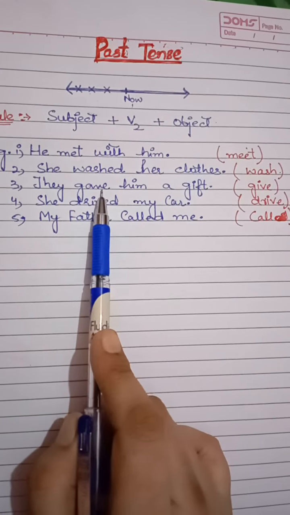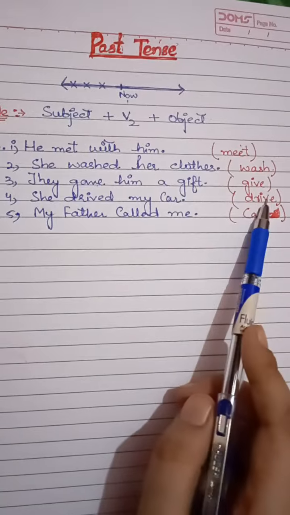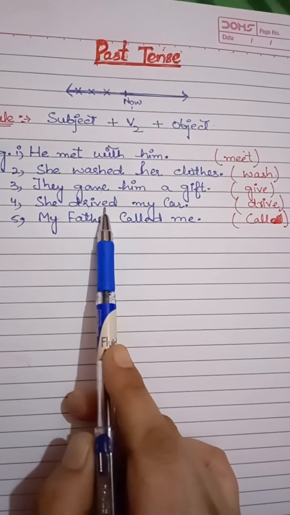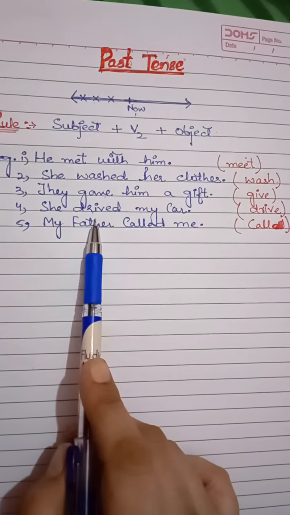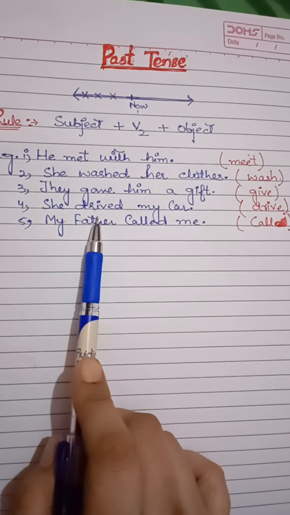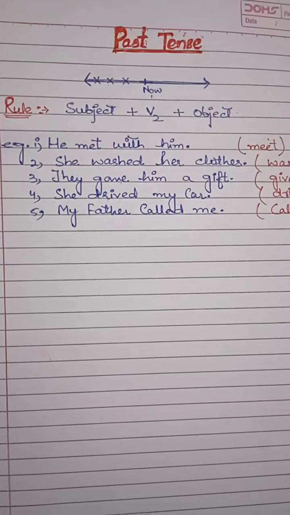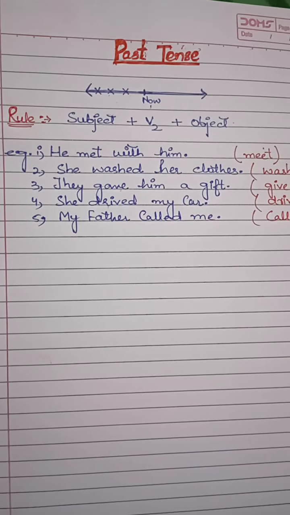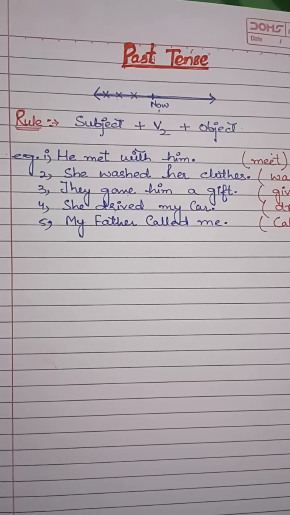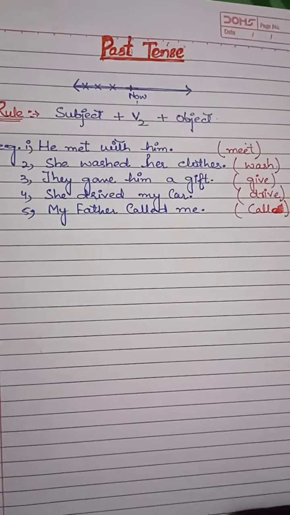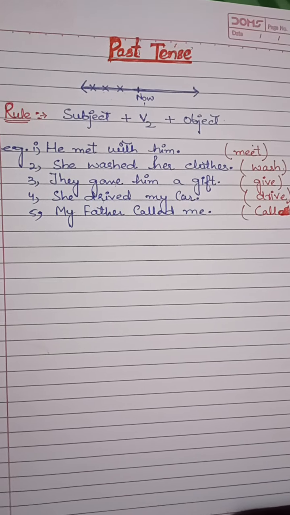Give becomes gave. Drive becomes drived. These are all second forms of the verb. And in past tense we use the second form. Only in past simple tense we use the second form of the verb.